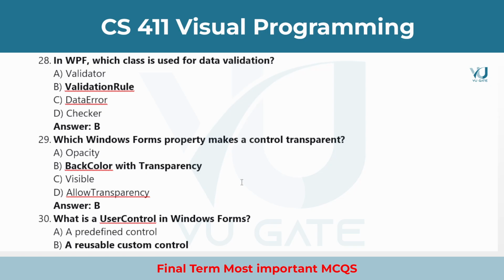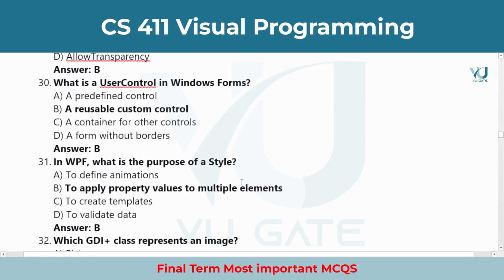Question 29. Which Windows Forms property makes a control transparent? The correct answer is option B, BackColor with Transparency. Question 30. What is a user control in Windows Forms? The correct answer is option B, a reusable custom control.